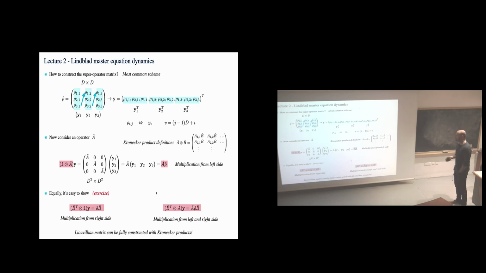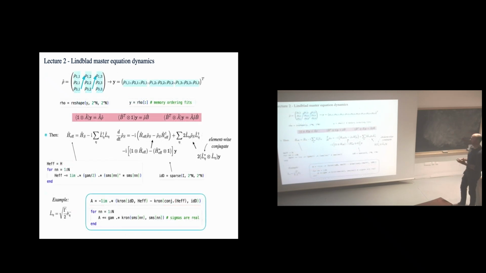But you see, they allow you in an easy fashion to construct the full d squared times d squared matrices in such a way that they either act from the left side on your density matrix or from the right side. And that's all I need for writing down the master equation. Because in my master equation, I just have only terms acting from the left or some matrices going from the right.